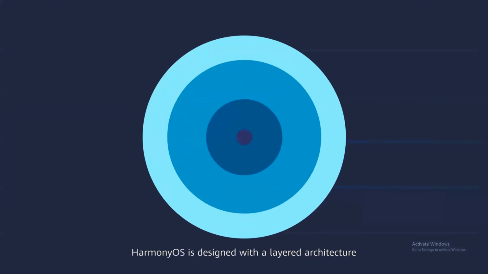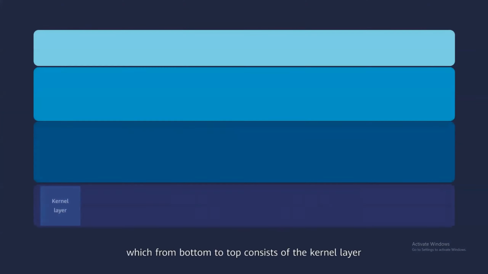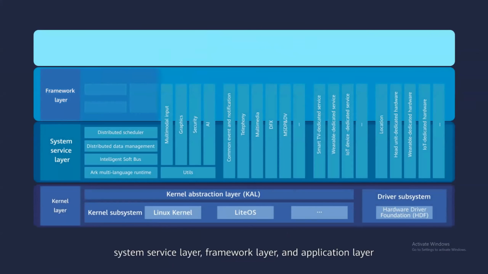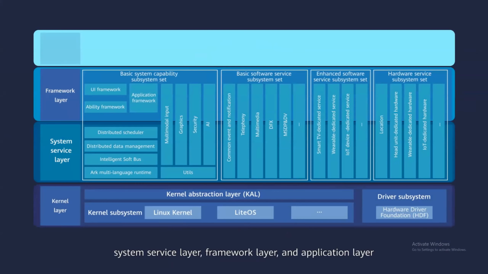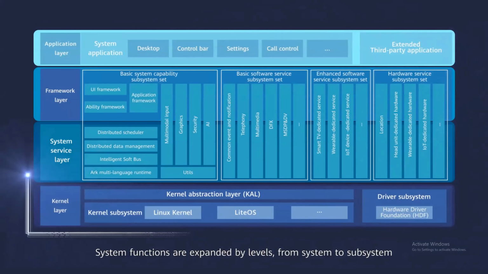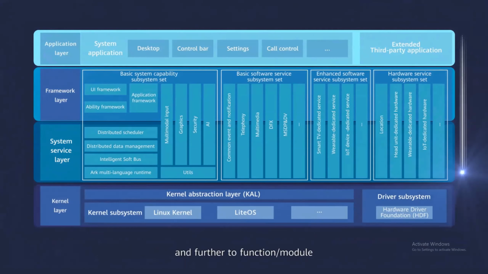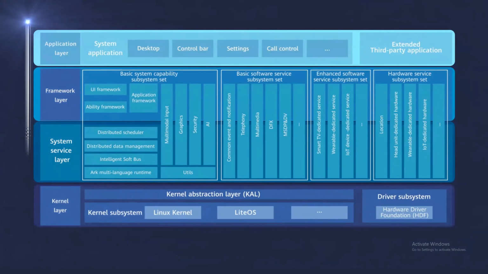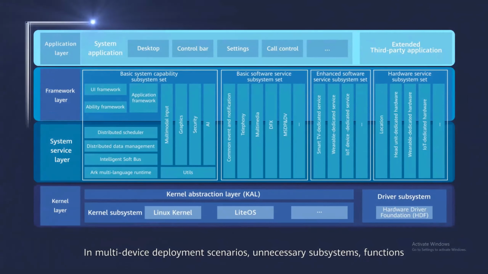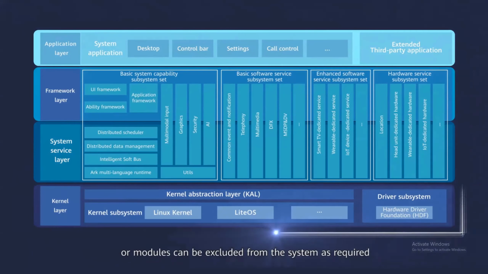HarmonyOS is designed with a layered architecture, which from bottom to top consists of the kernel layer, system service layer, framework layer, and application layer. System functions are expanded by levels from system to subsystem and further to function and module. In multi-device deployment scenarios, unnecessary subsystems, functions, or modules can be excluded from the system as required.